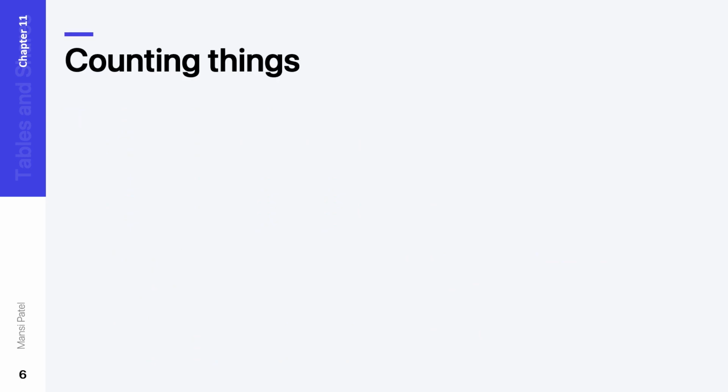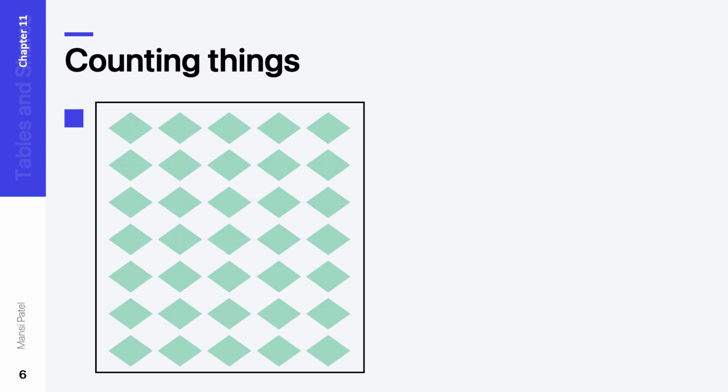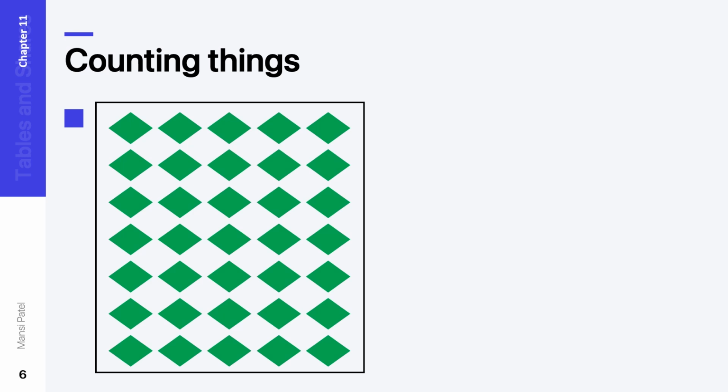Let us see the next example. Here you can see there are so many squares and you have to count them. If you count all of these one by one, it takes too much time. So our shortcut method is that first you have to count the number of rows. How many rows are there? See here, there are 5 rows.